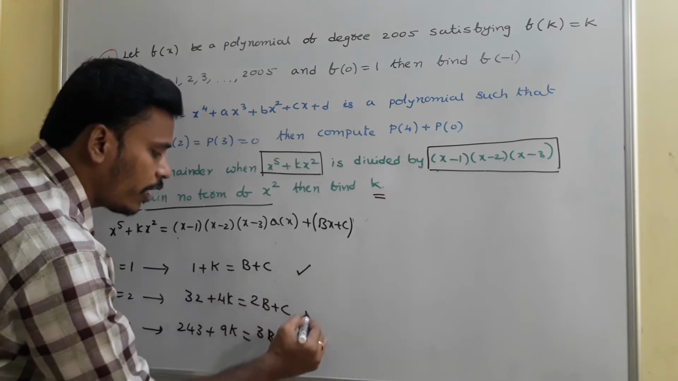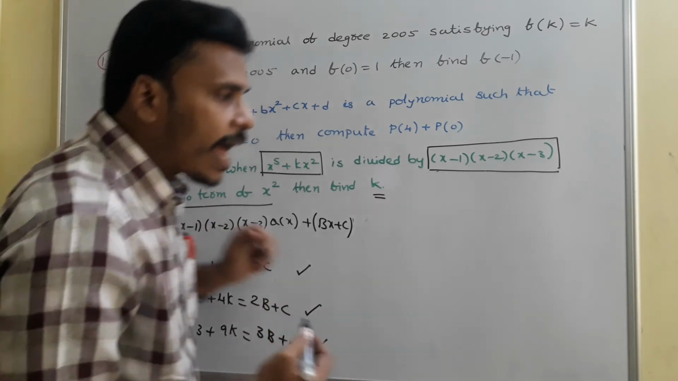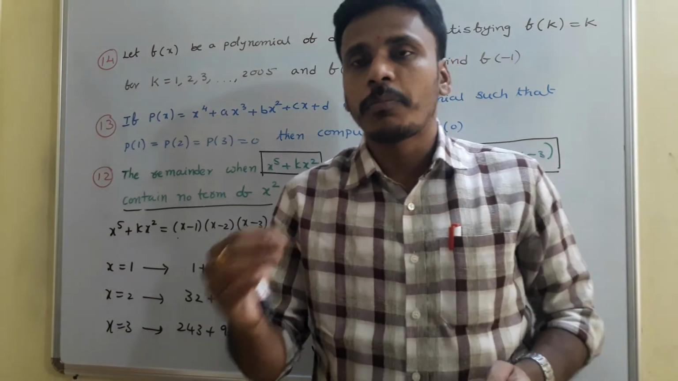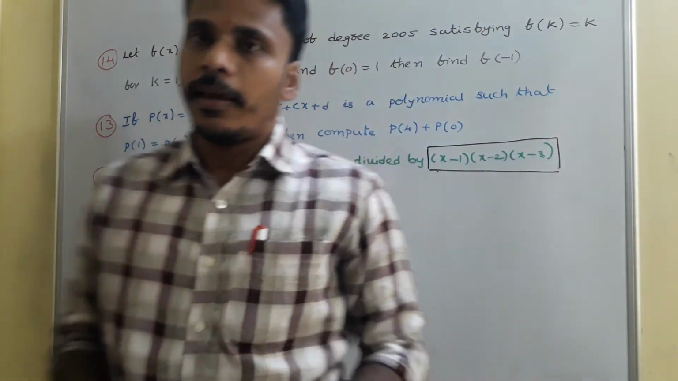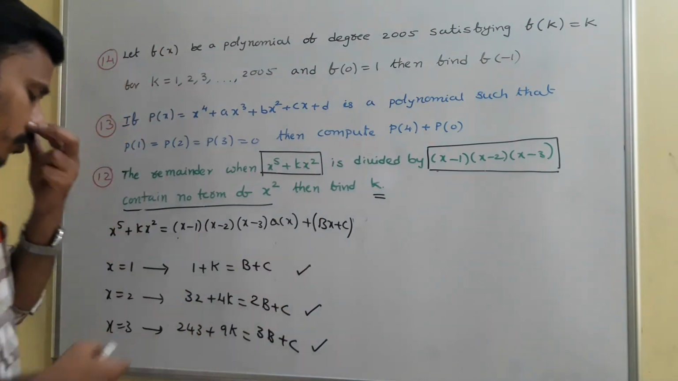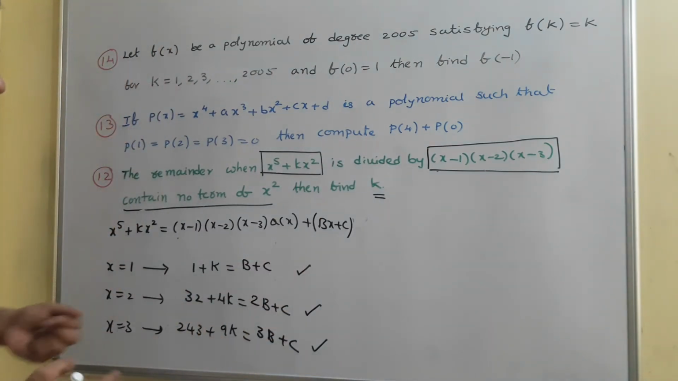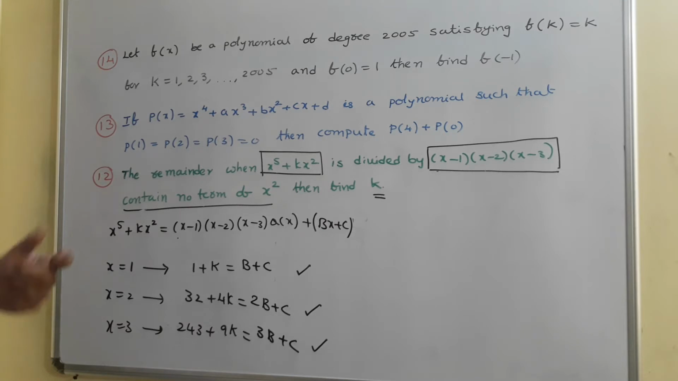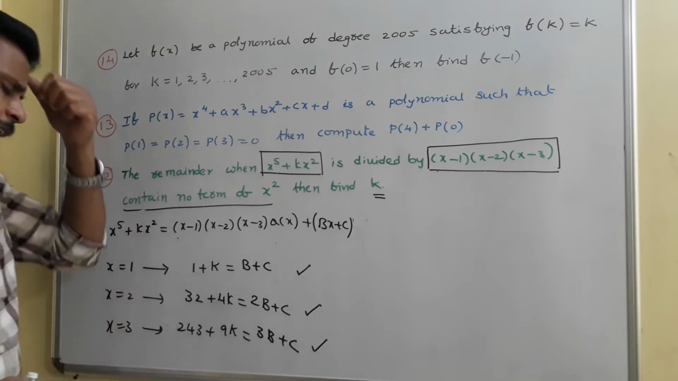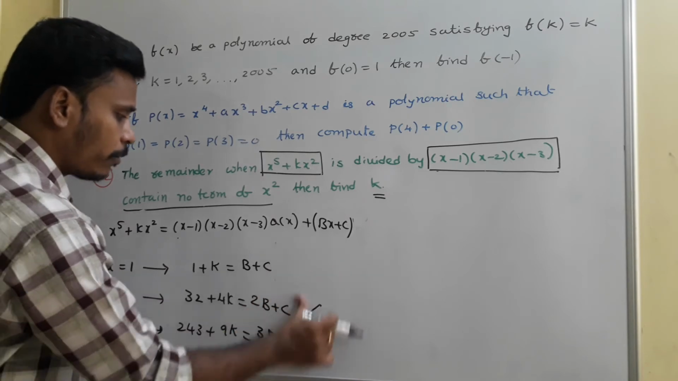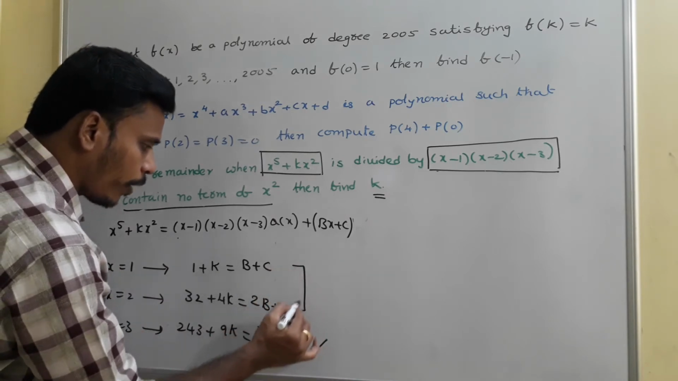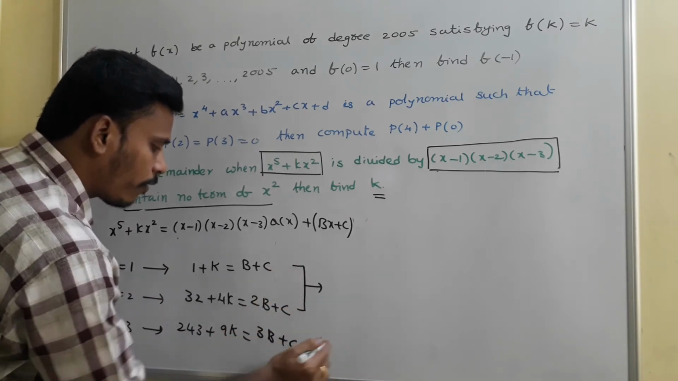Just look at these three equations. I have three equations with three variables b, c and k. I don't need b and c, this time I need k. So to find k, you just do some work. How to find the value of k? Just think about it. First of all, eliminate c. Then you will get two equations in terms of two variables. So from these two equations, just subtract one from the other.